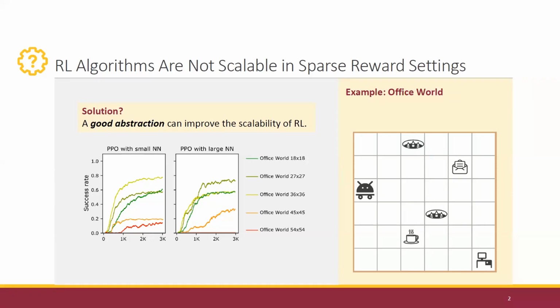In this setting, we studied the performance of PPO, a well-known state-of-the-art deep reinforcement learning algorithm. As you can see in the results, as we increase the complexity of this problem by increasing the size of the problem, the performance of PPO drops significantly. This suggests a scalability issue in reinforcement learning algorithms and can be generalized to a variety of other algorithms. So what would be a solution?